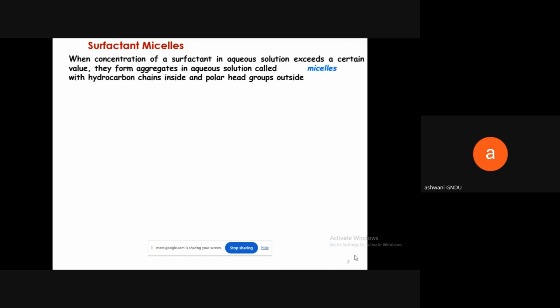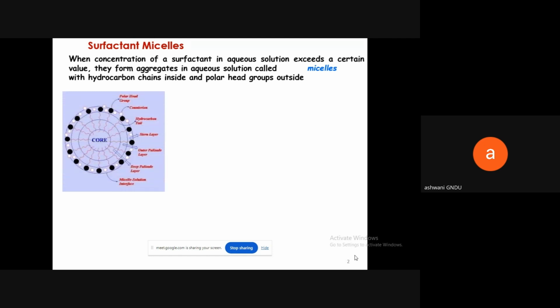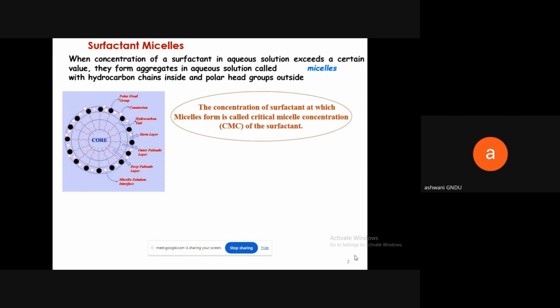Now, what are surface active agents? Surface active agents are those which act on the surface of the liquid. They are normally called surfactants. When the concentration of these surfactants increases in the solution, they form aggregates, and those aggregates are called micelles. In these aggregates, the hydrophobic part of the surfactant is inside, and the hydrophilic part stays outside, as shown in this figure. The concentration of the surfactant at which micelle formation takes place is called the CMC of that particular surfactant. It varies from surfactant to surfactant.